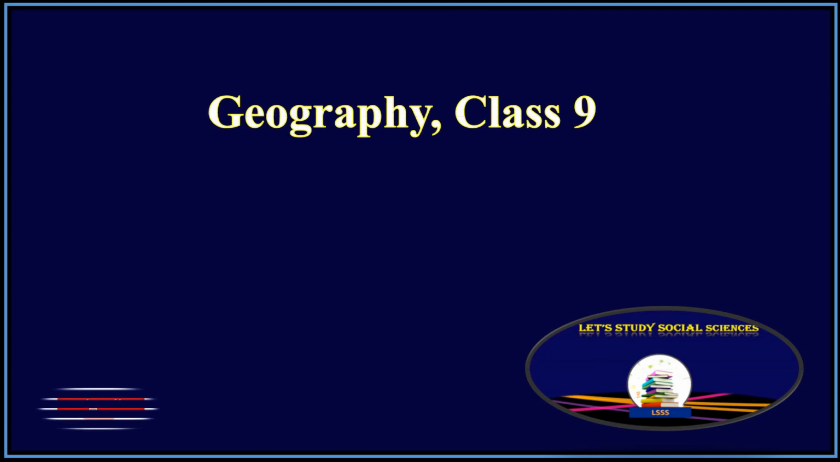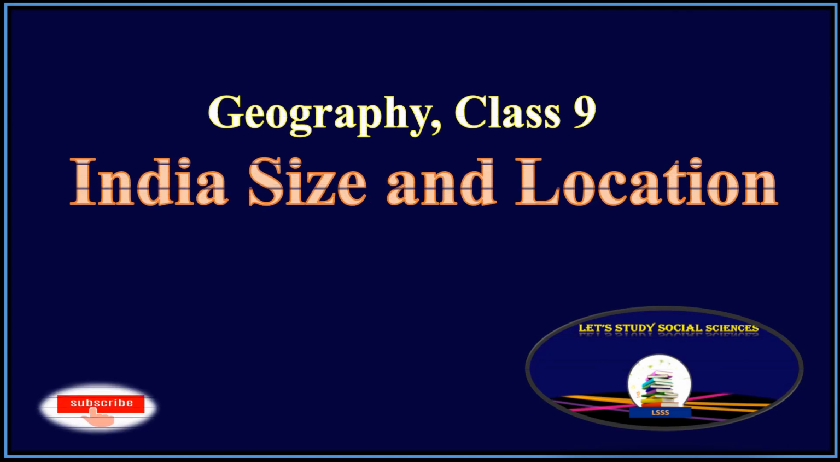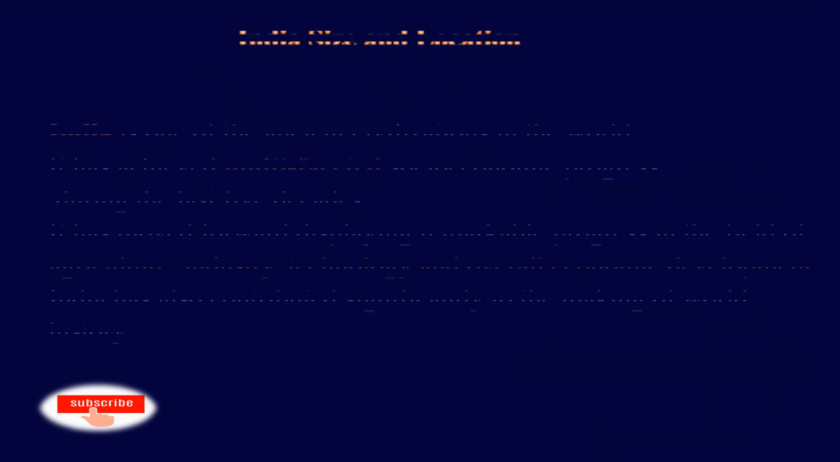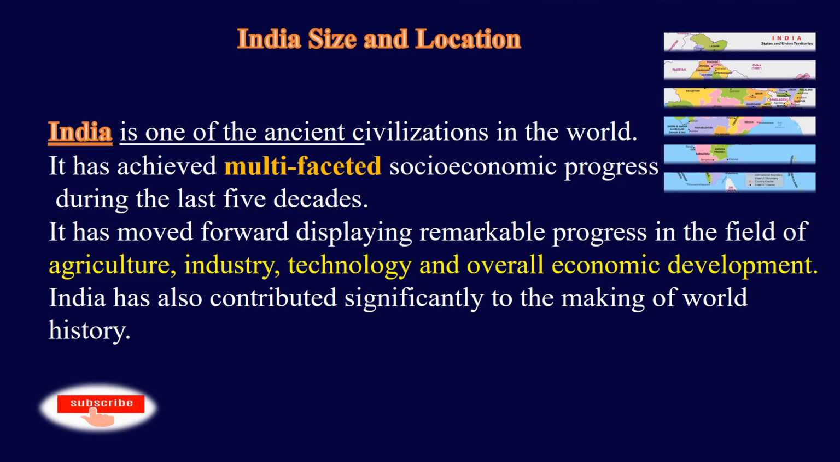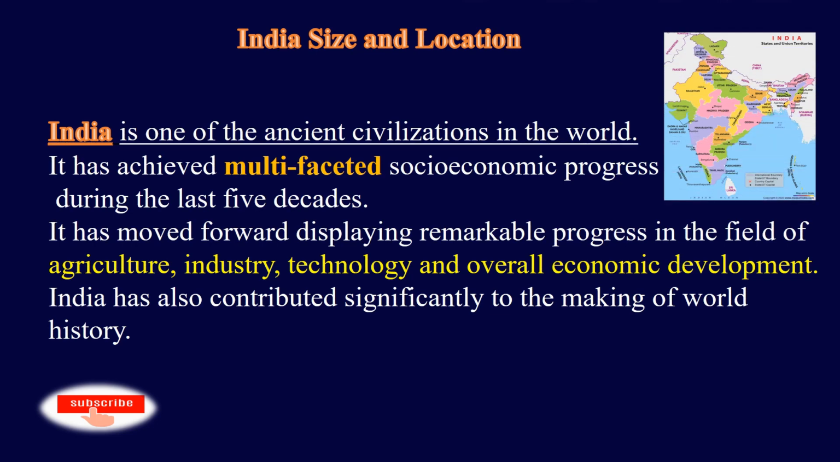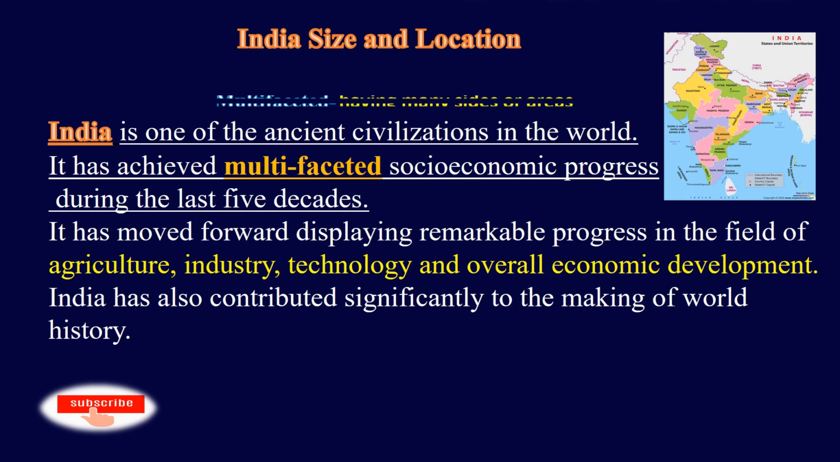In this video we will discuss chapter 1 of Geography, India, Size and Location for class 9. India is one of the ancient civilizations in the world. Means India is a very old civilization in the world. It has achieved multifaceted socio-economic progress during the last 5 decades. 5 decades means last 50 years. Multifaceted means having many sites or areas.